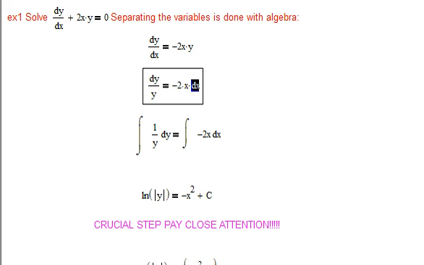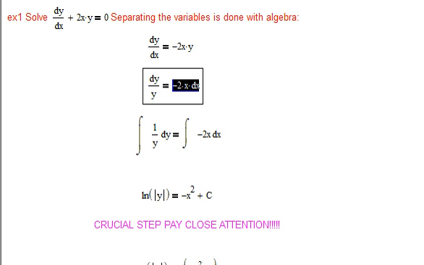And then we have the left-hand side and the right-hand side separated, in that the left-hand side only has y as a variable and the right-hand side only has x as a variable.